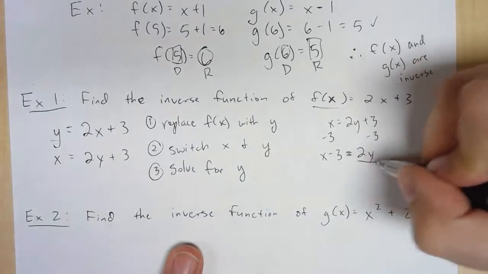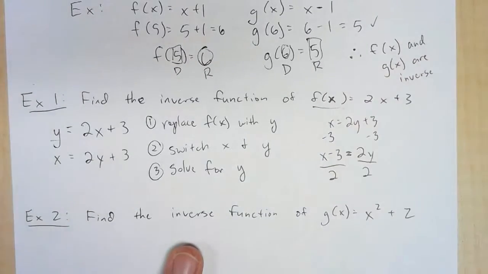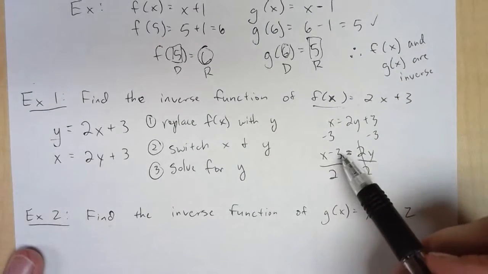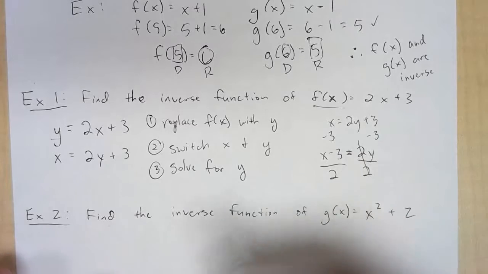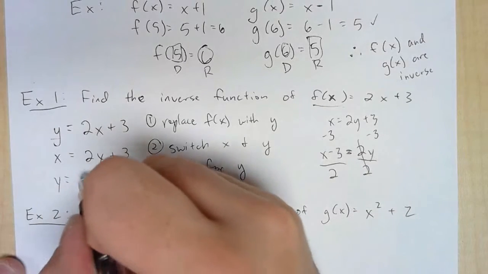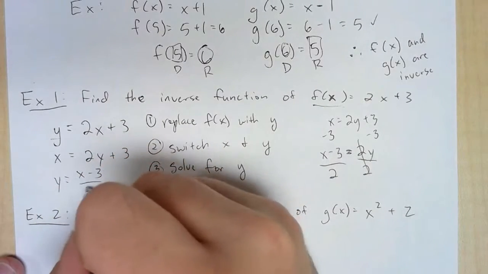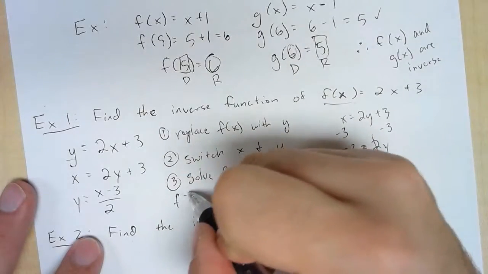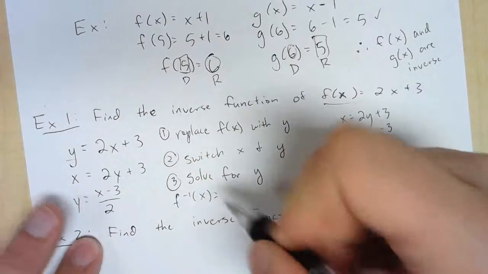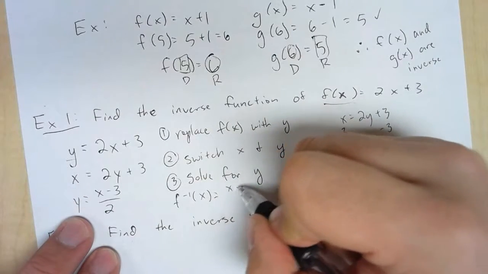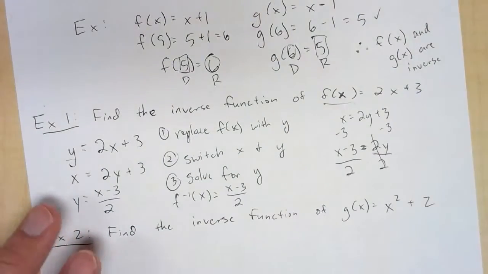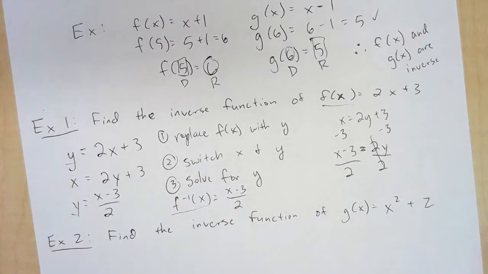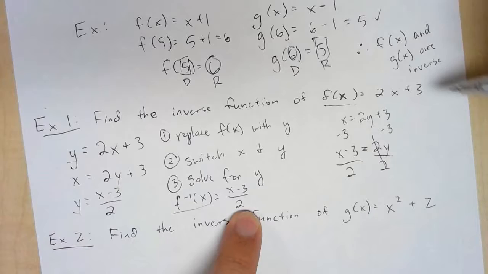And then I'm going to divide by 2. Because I can't actually divide by 2, I'm just going to leave it as x minus 3 over 2 equals y. So y equals x minus 3 over 2. So if you were to say, hey, what's the inverse function? Well, I could write f inverse of x is equal to x minus 3 over 2. So our last step is really just to rewrite this y as f inverse of x, because this is the inverse function of your original one.